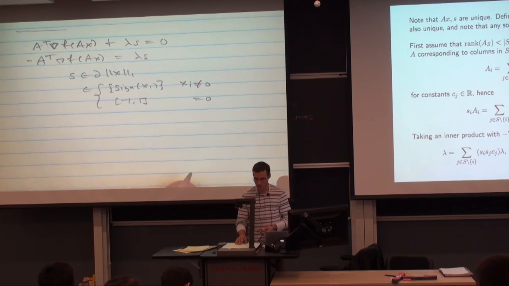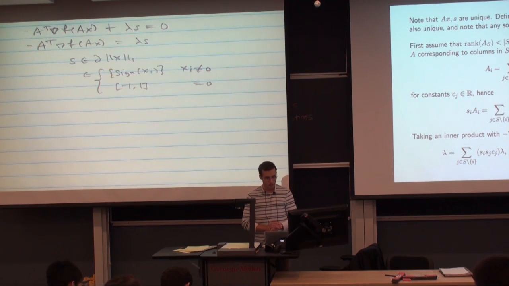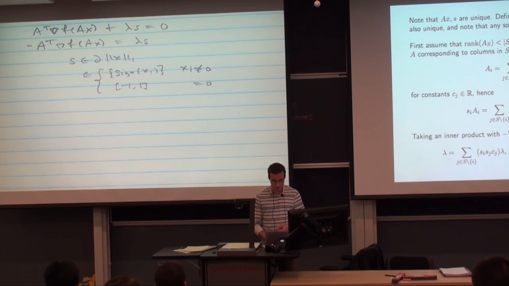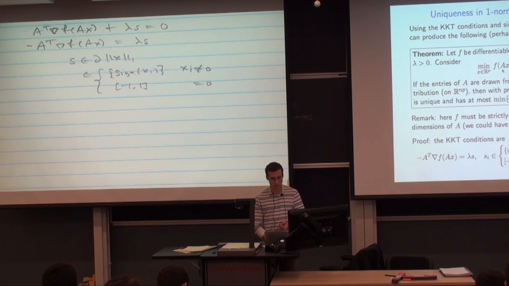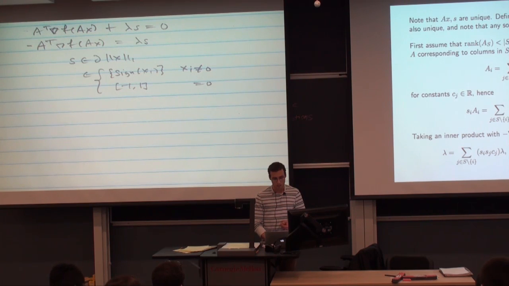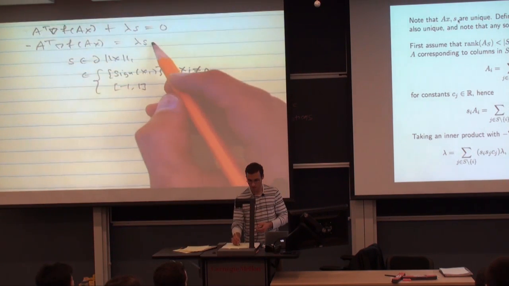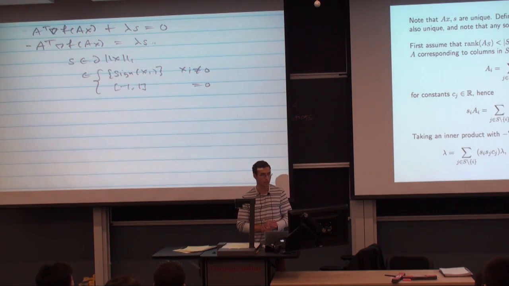So the first thing to note is that Ax is unique. Okay, I'll maybe leave you to think about why that would be true. Even though x can't necessarily be unique, Ax is always unique, and it basically comes from the fact that this here is strictly convex in Ax. So I can never have Ax being non-unique. And that means that s is unique from this equation, right? Because s is uniquely defined in terms of Ax.